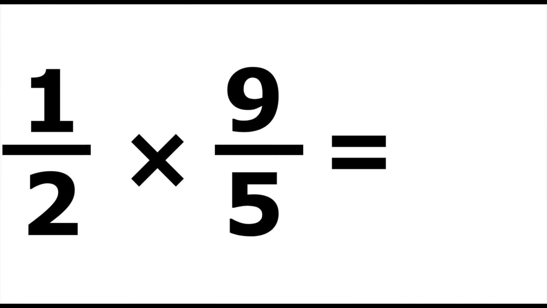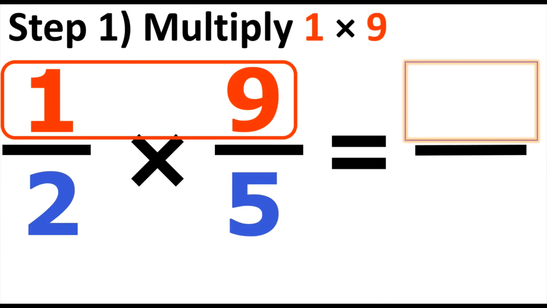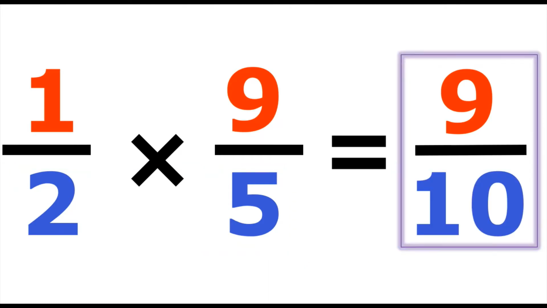Example number 6. We have 1/2 times 9 over 5. So multiplying straight across, starting from the numerator, we have 1 times 9, which gives us 9. Now we look at the denominator in blue. We have 2 times 5, which is equal to 10. So the answer is 9 over 10.